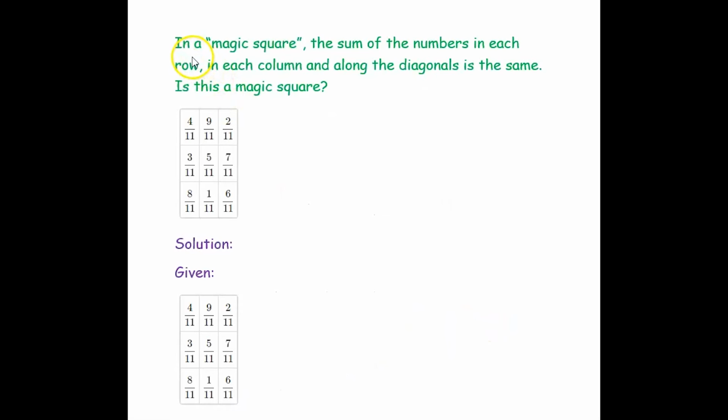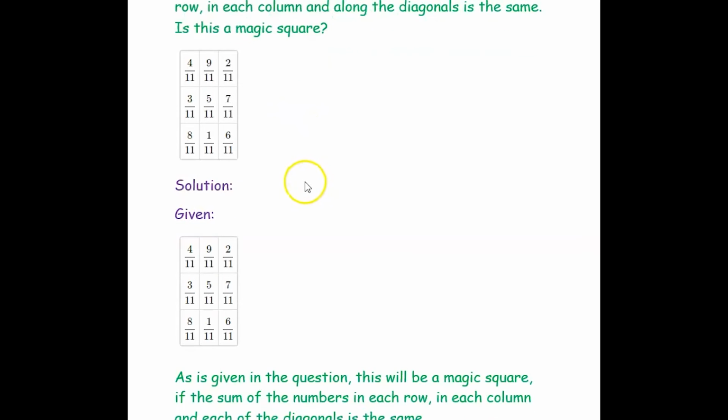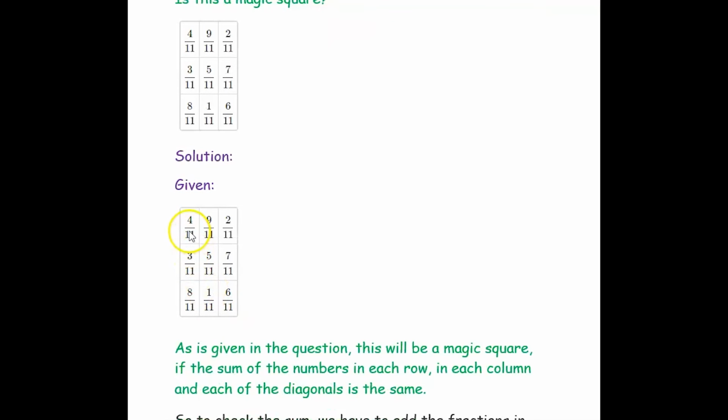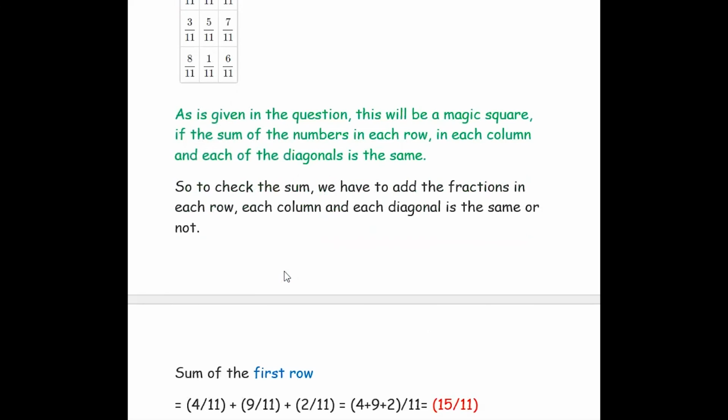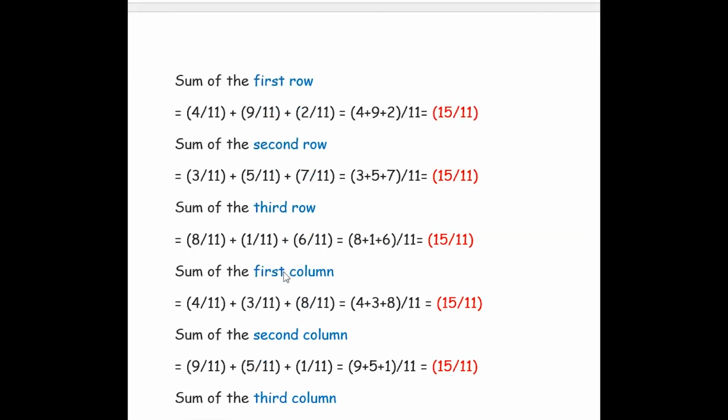So next example is, in a magic square, the sum of the numbers in each row, in each column and along the diagonals is the same. Is this a magic square? So what is given? A magic square is given. We want to check whether it is a magic square. The condition is that the sum of all the rows, all the columns and all the diagonals should give the same number. So we'll check all the sums so that we can finalize that the given is a magic square.